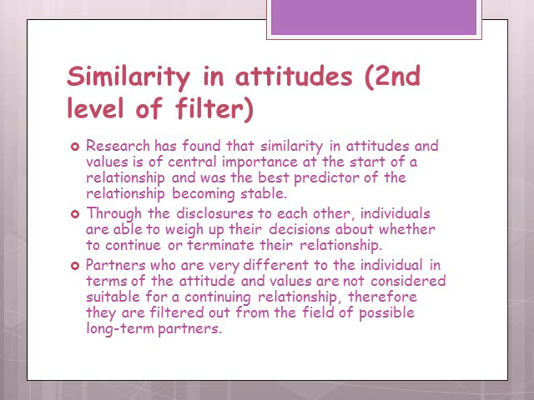Similarity in attitudes is the second level of filter. Research has found that similarity in attitudes and values of central importance at the start of the relationship is the best predictor of the relationship becoming stable. Through the disclosures to each other, individuals are able to weigh up their decisions about whether to continue or terminate the relationship. Partners who are very different to the individual in terms of attitude and values are not considered suitable, and therefore they are filtered out from the field of possible long-term partners.